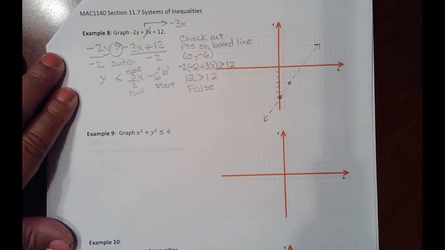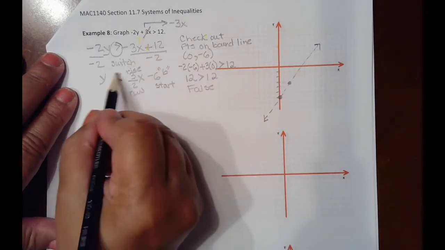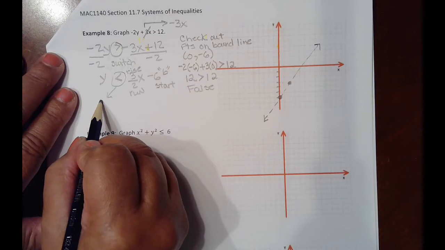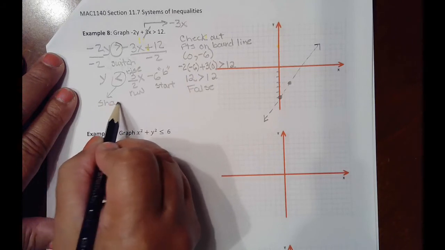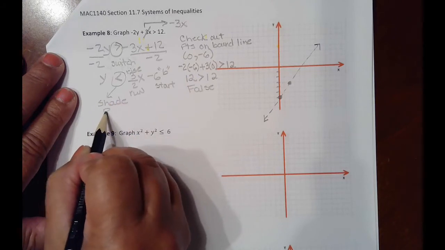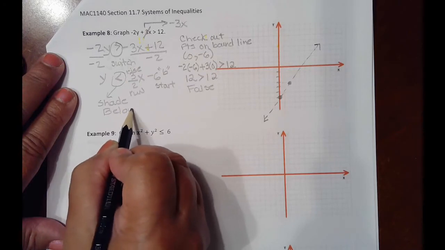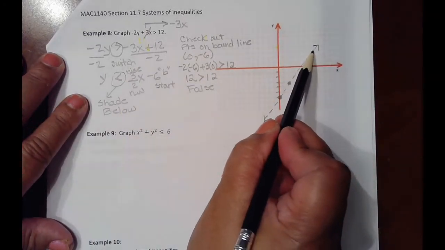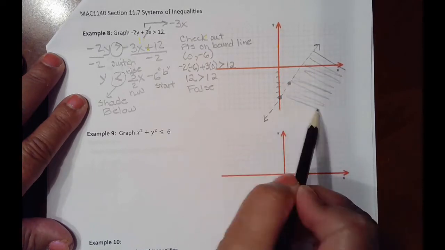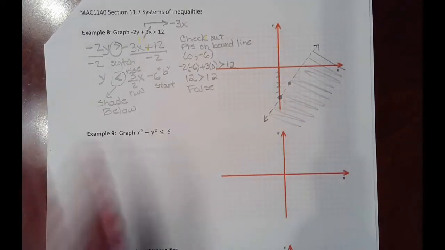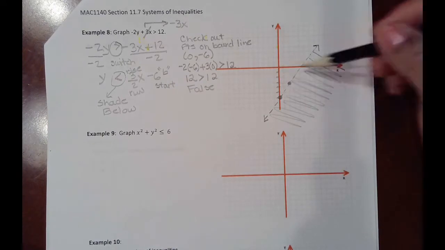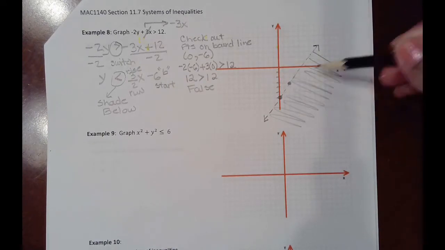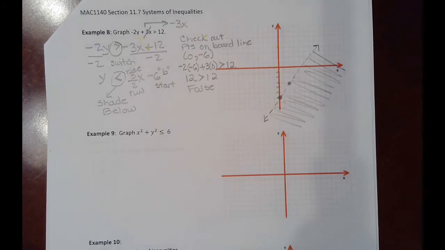Okay, so let's get that shading to happen. Because you have a less than symbol, that is going to be shade below the boundary line. If it was greater than, you'd be shading above the boundary line. So anything down here is a solution. If somebody was to say, is 10, negative 5 a solution? Yes, because it would fall right in this shaded region.